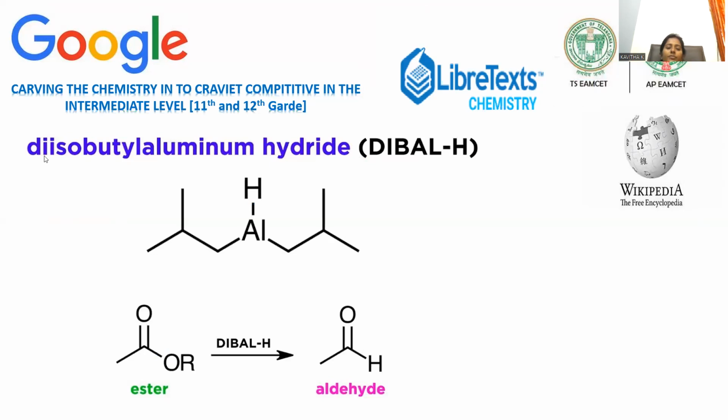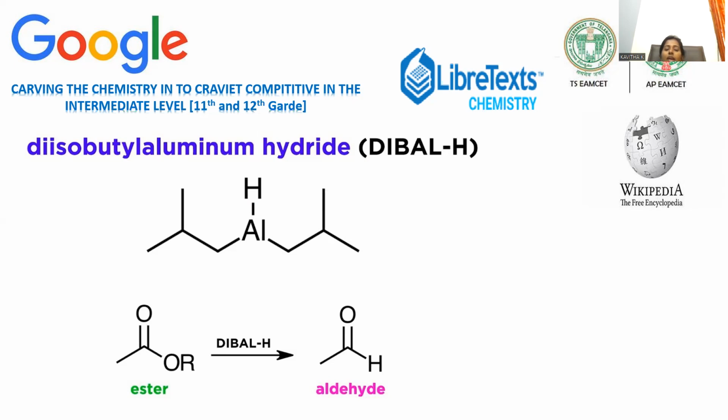DIBAL stands for di-isobutyl, B for butyl, Al for aluminium, and H for hydride. Let me repeat once again: D for di, I for iso, B for butyl, Al for aluminium, H for hydride. This is the way diisobutyl aluminium hydride is designated as DIBAL-H.